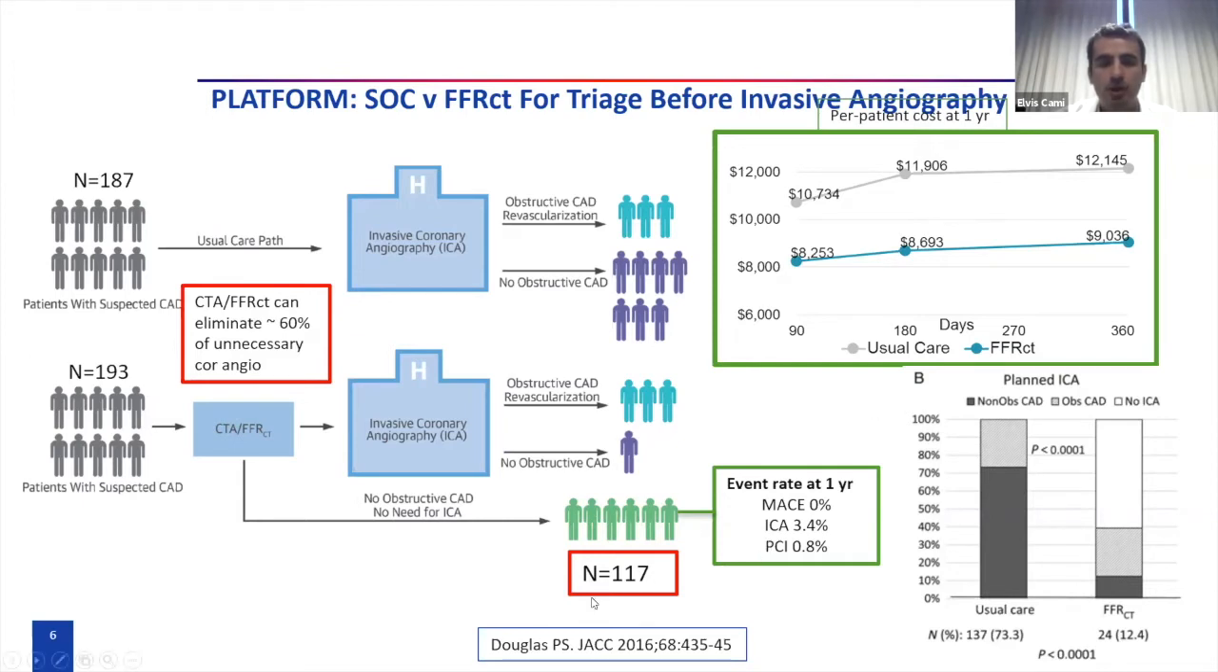And then when we look at 117 patients that had their caths canceled out of 193, their MACE rate at 1 year was essentially 0. So MACE means any kind of adverse effect. If the patient had an MI, heart failure, hospitalizations, this is what's considered MACE. So we canceled this, but they did well. Essentially, they didn't have any bad outcome because their cath was canceled.